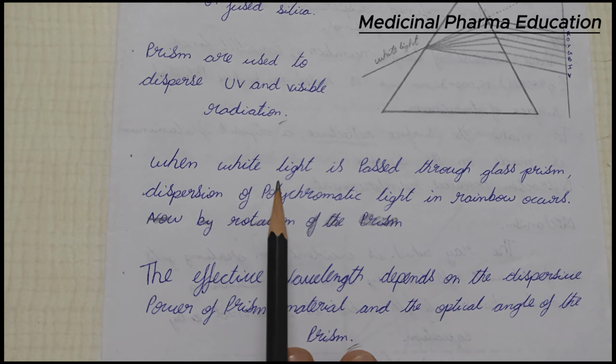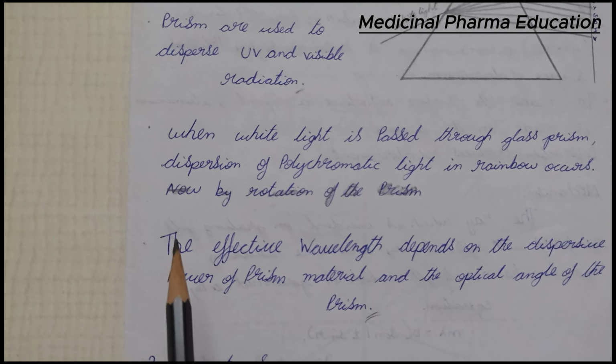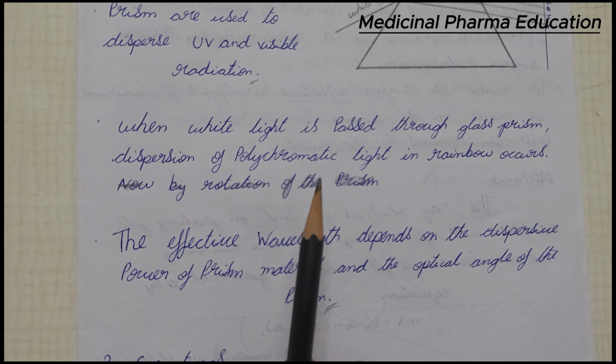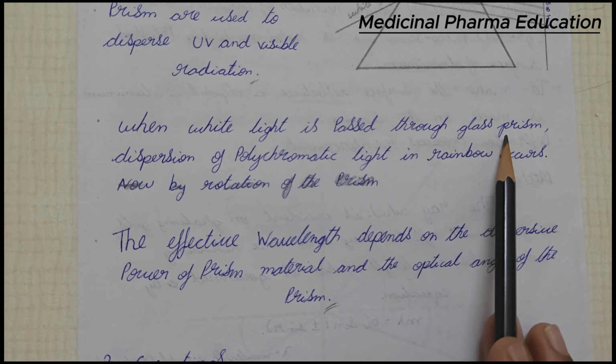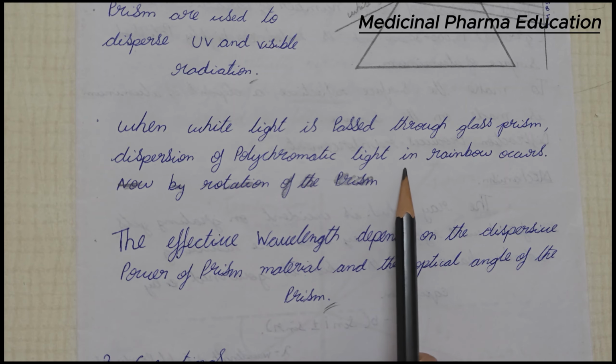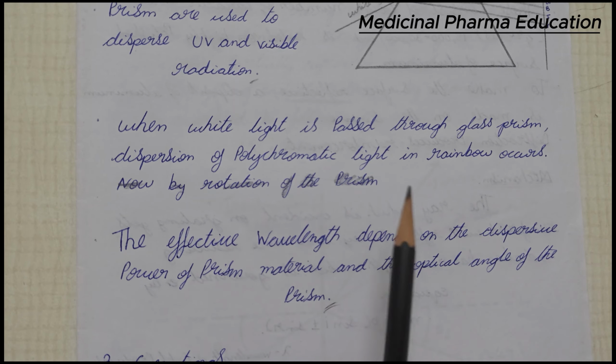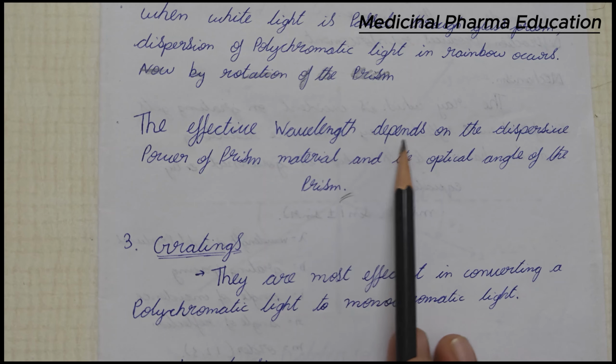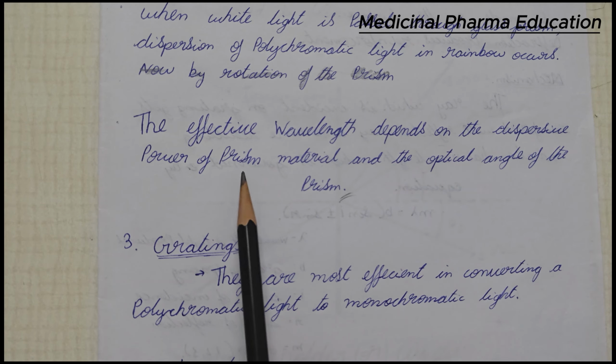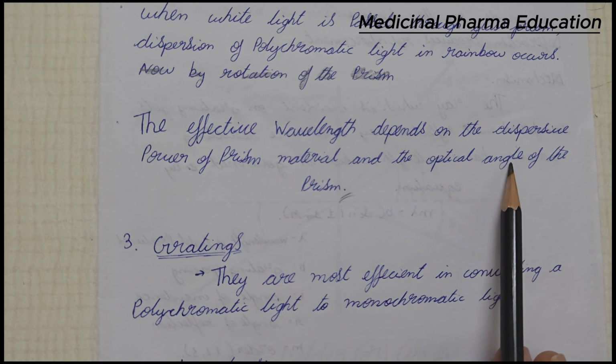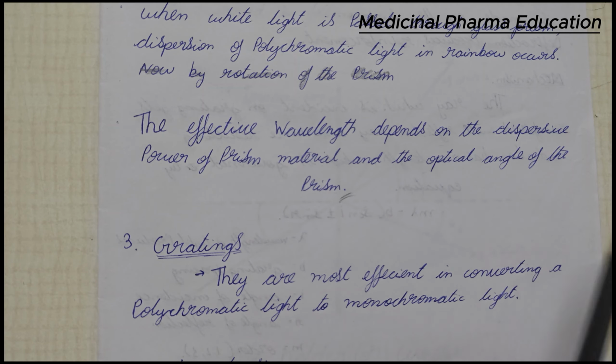When the white light is passed through the glass prism, dispersion of polychromatic light into a rainbow occurs. The effective wavelength depends upon the dispersive power of the prism material and the optical angles of the prism. I think you have understood.